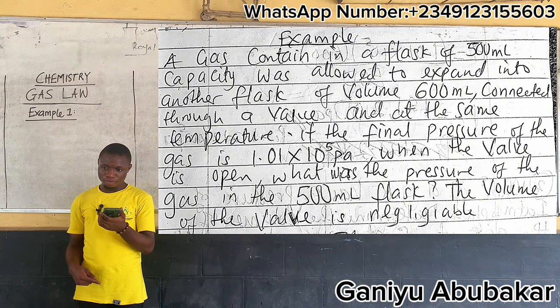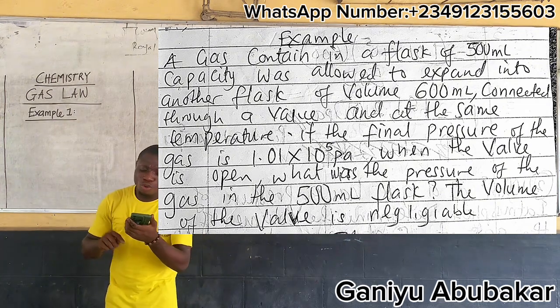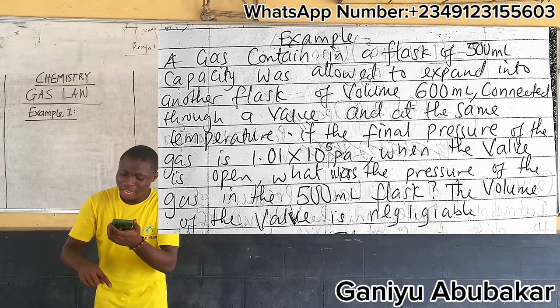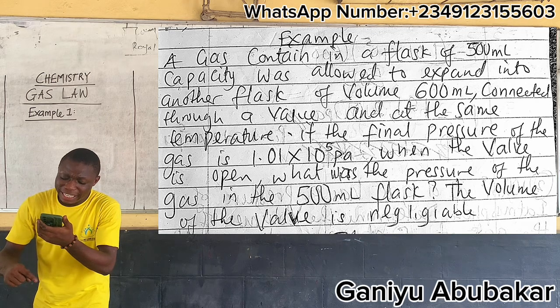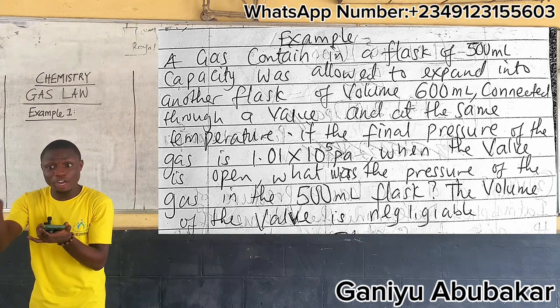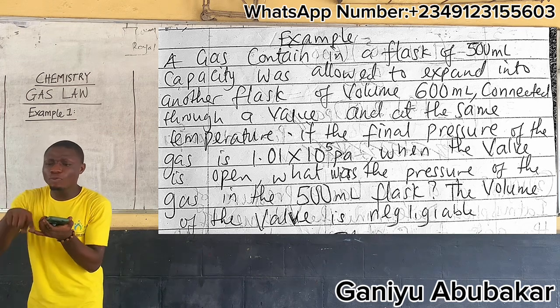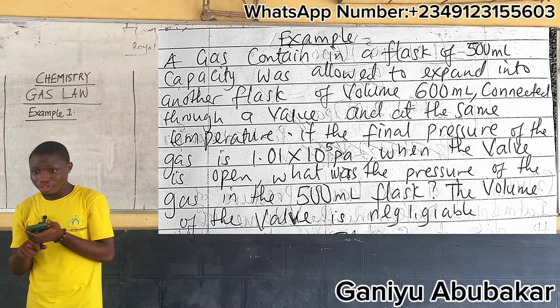Listen, hold on. It said that when the valve is open, what was the pressure of the gas in the 500 milliliter flask? That pressure is what I'm looking for. So I'm looking for pressure. Is it P1 or P2? Why is it P2?